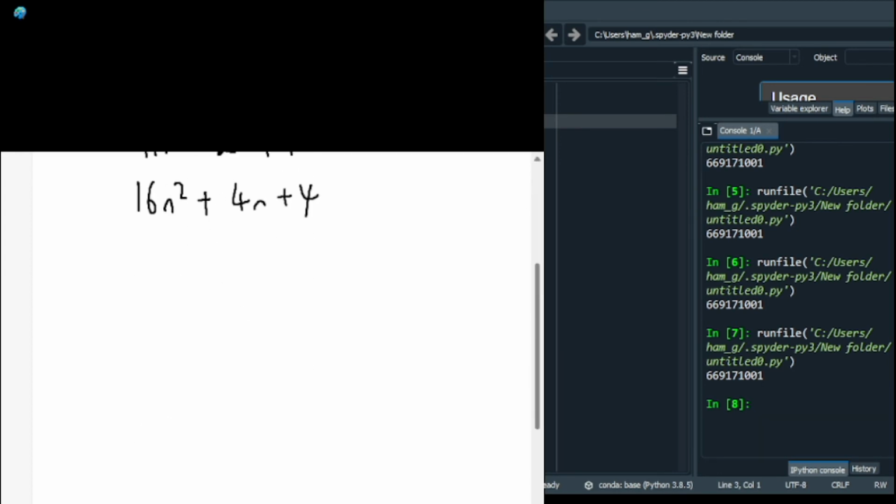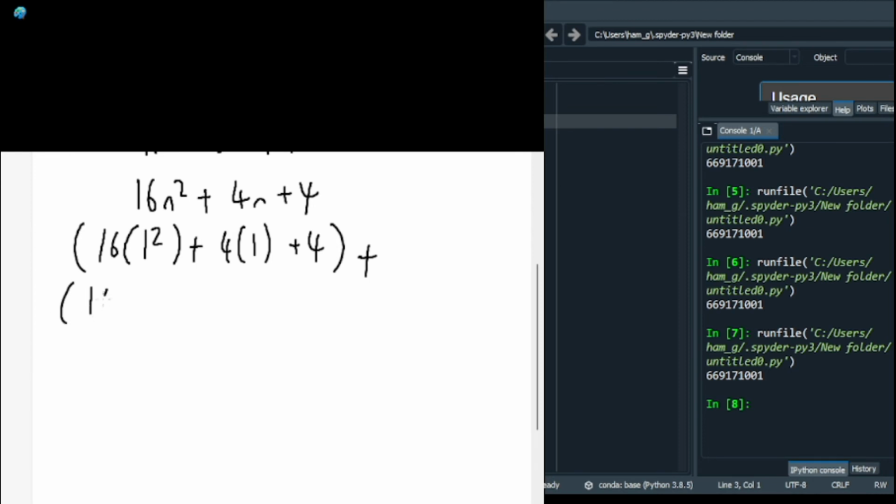So I'll get paint back up and then we will do just that. Right. 16n squared plus 4n plus 4. Now what we're essentially doing here is this. 16 times 1 squared plus 4 times 1 plus 4, plus 16 times 2 squared plus 4 times 2 plus 4. Now we have a formula for this. We actually have 2 formulae for this. Now think back to episode 6. If you're one of the 0 people who watched episode 6, you'll know exactly what I'm talking about.